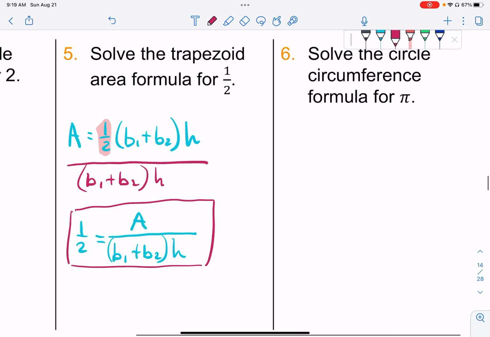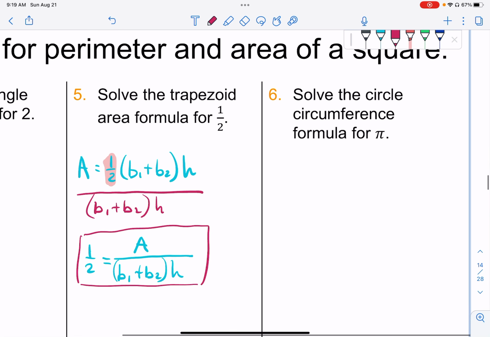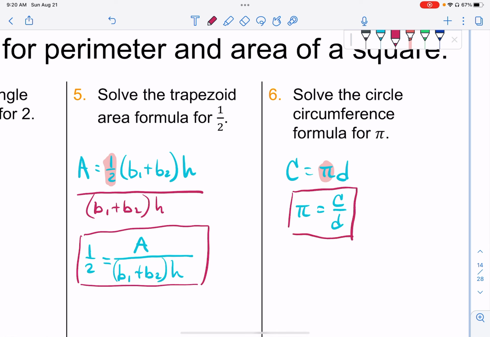And then one more. Okay. On number 6, solve the circle circumference formula for pi. You've got two options here. Let's say that I start with this one, pi times d. Okay, this one fairly straightforward. Solving this for pi, it's being multiplied times d, so I could just divide this d over to the other side. Flipping this around gives us pi is equal to circumference over the diameter. As a matter of fact, that is the definition of pi. Pi is defined as the ratio of any circle's circumference to its diameter.